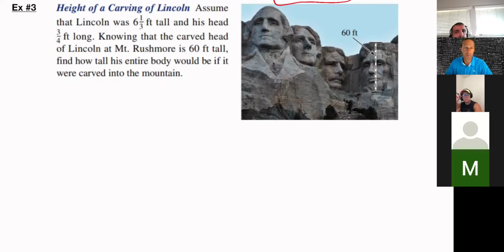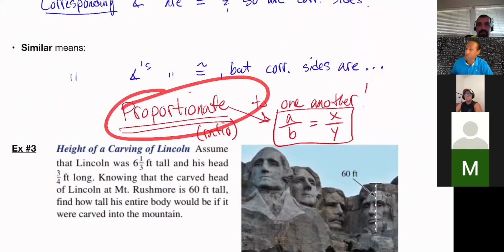But if we knew that Lincoln was 6 1/3 feet tall and his head was 3/4 of a foot in size, long ways, and we knew that the carving at Mount Rushmore of his head was 60 feet tall, which, by the way, this is freaking cool, isn't it? Pretty amazing that they did that and how good it looks. We could actually figure out if they wanted to carve the rest of it out, if they had room to make it, what would we say? What one word? Proportionate. Very good.